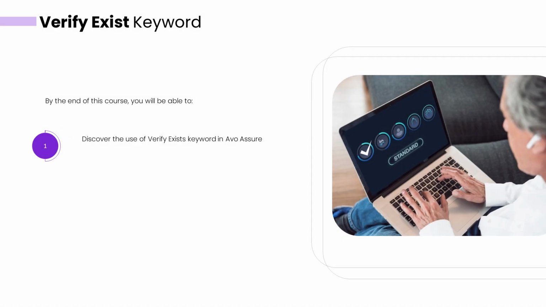In this video, you will see how to use the Verify Exists keyword in Avo Assure to verify the existence of a selected object, such as buttons in their enabled or disabled state, with an SAP application when automating it.